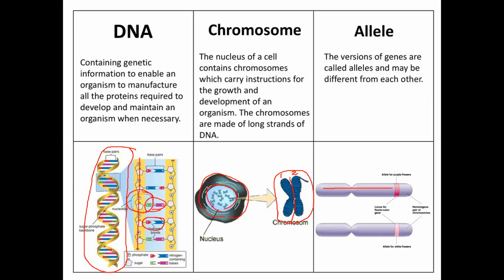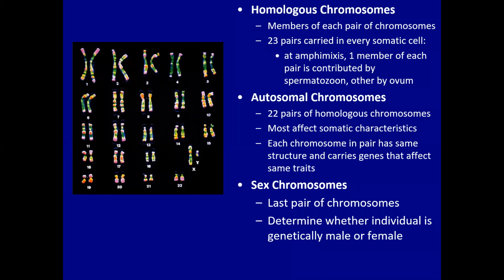So with this panel, I want you to see what an allele is. This is the location of flower color here and the location of flower color here. So the genes are the same. The genes are for flower color, but the allele is an alternate version of a gene. So this is a gene for a purple flower, and this is the gene for a white flower, okay? The term homologous chromosomes means the member of each pair of chromosomes. So this is homologous pair 1, homologous pair 2, homologous pair 3, etc.